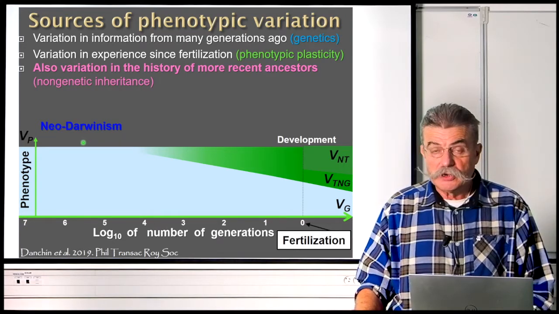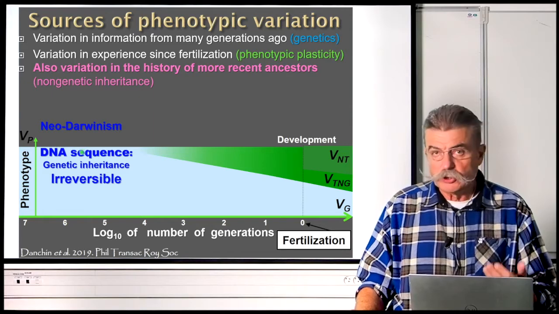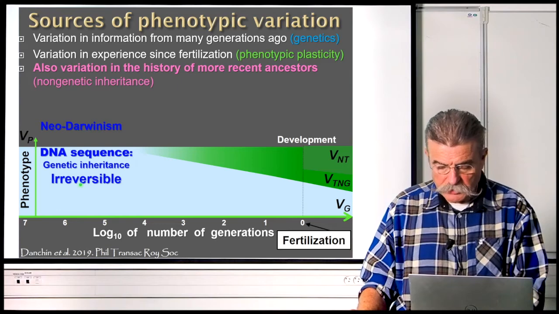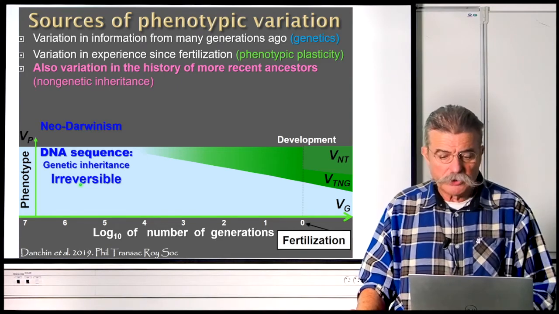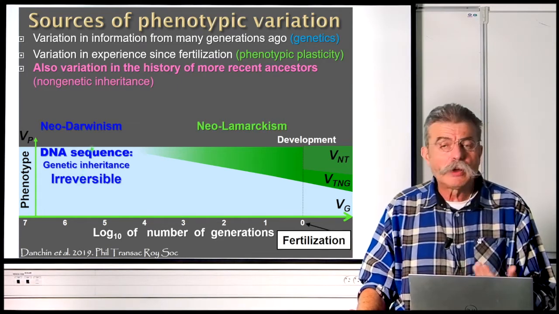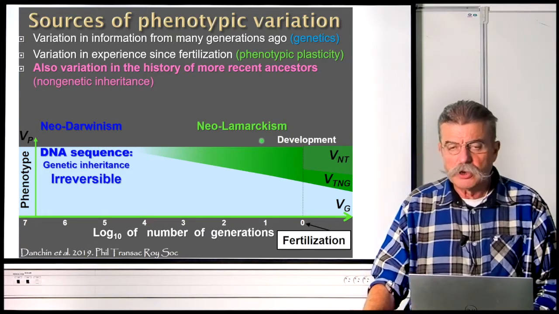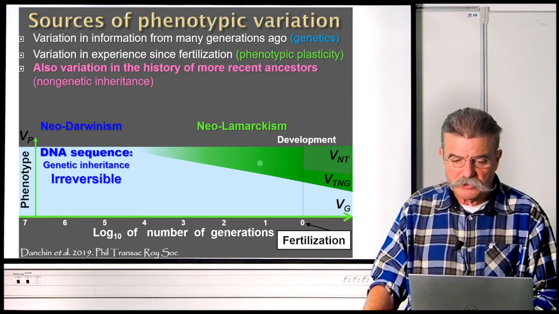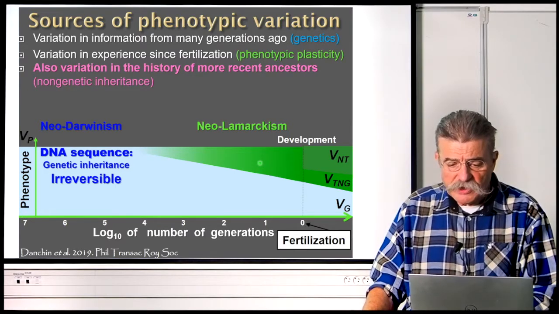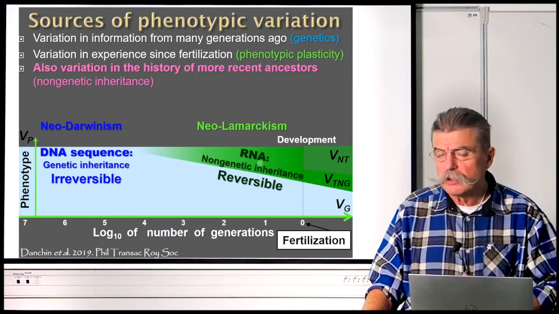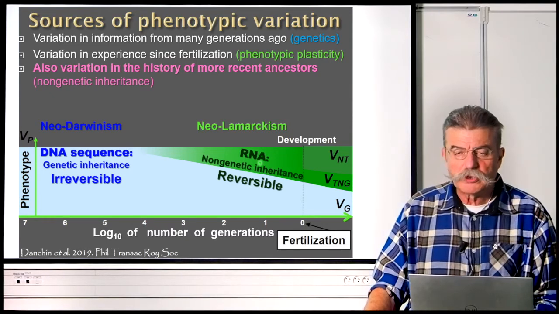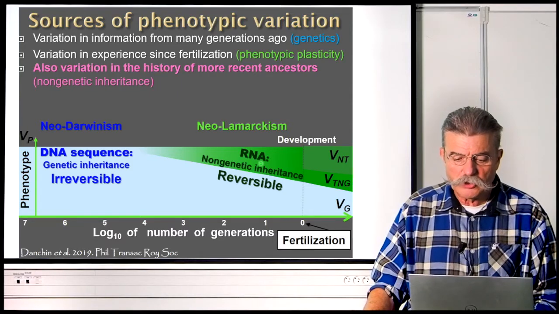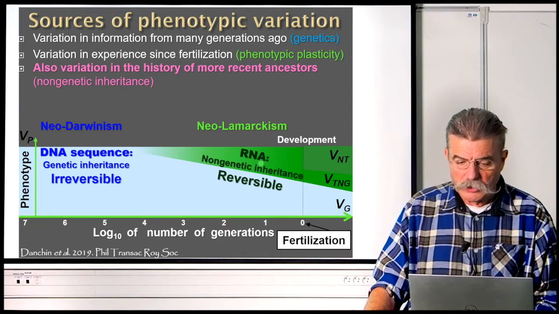The main information there is DNA sequence. It's called genetic inheritance, and it's almost entirely irreversible. On the right side, on the other hand, you've got a process that I could call neo-Lamarckian, because it involves the acquisition of some traits that can be transmitted later on. And there, the main molecule that is emerging as a major molecule of memory in biology is RNA. It's been overlooked, but it's now emerging as a major molecule of memory in biology.